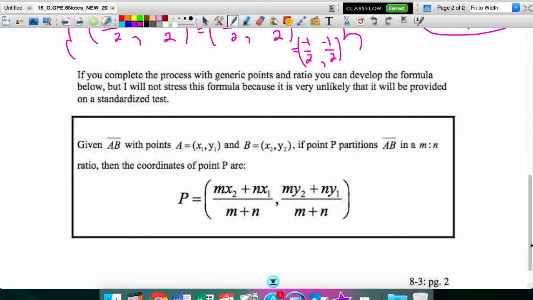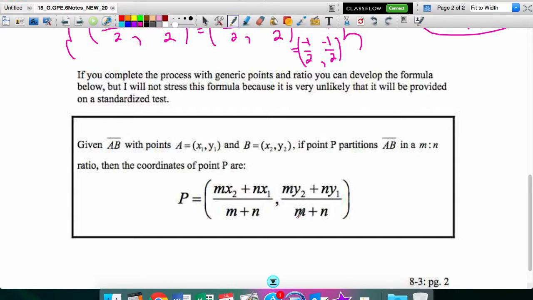But here's the formula. It actually this time uses a ratio instead of the fraction of the distance. So we would want to convert any of those fractions of the distance to ratios. So it uses the ratio m to n, and we have the two points x1, y1, x2, y2. And to calculate the coordinate, all you're going to do is plug the numbers in the appropriate spot. So you would take the m value times the second x coordinate plus the n value times the first coordinate all over the sum of the ratio. And then repeat a similar process for the y's as well.